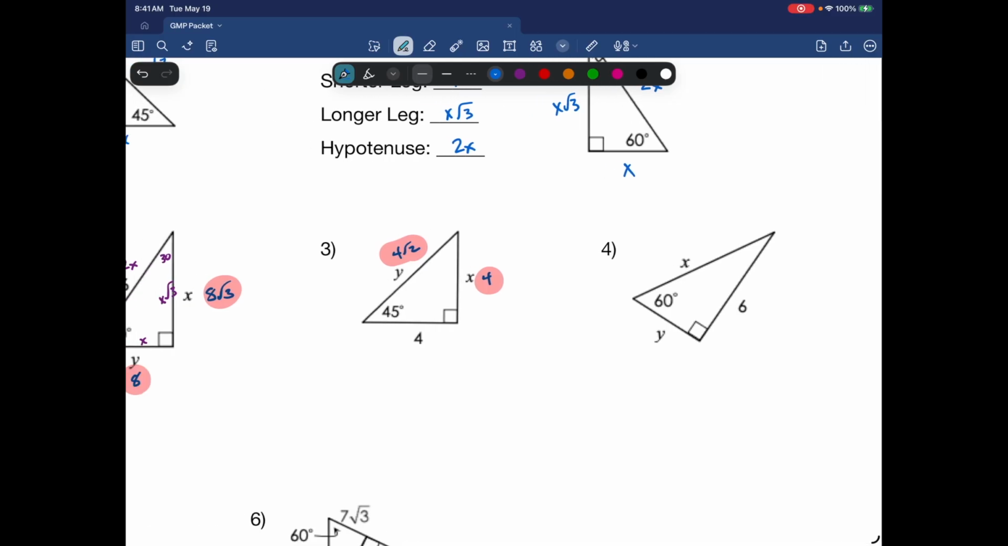All right, for number 4, 6 is across from 60. That's supposed to be the square root of 3 side. So just like number 1, I'm going to say a square root of 3 equals 6. So that's going to be 6 over square root of 3. You rationalize it, so square root of 3 over square root of 3. That gives you 6 square root of 3 over 3, which is 2 square root of 3 right here. And then you multiply that by 2, and you get 4 square root of 3 right there.